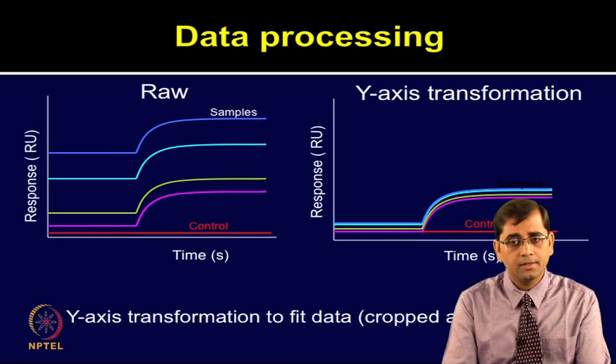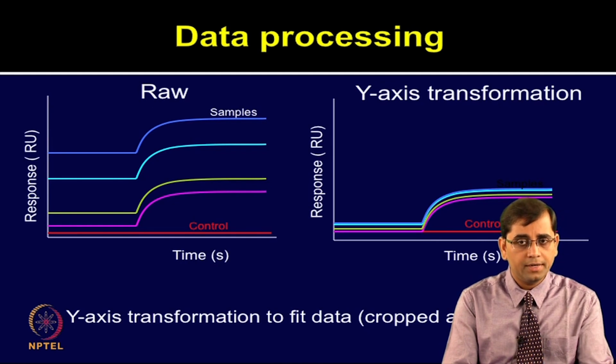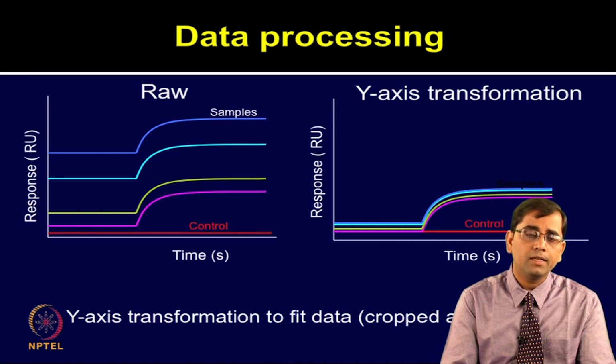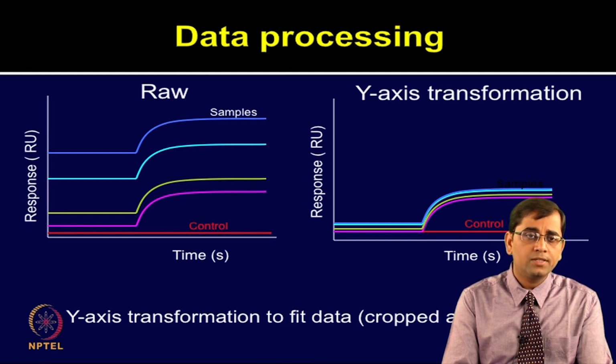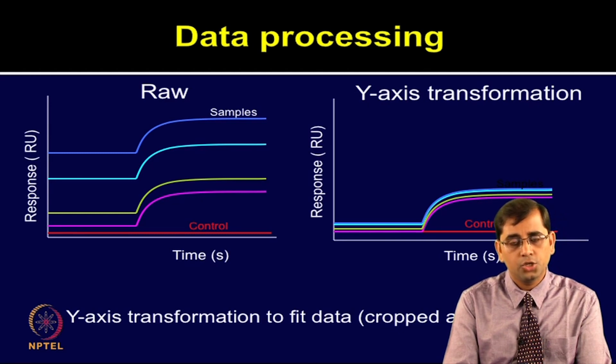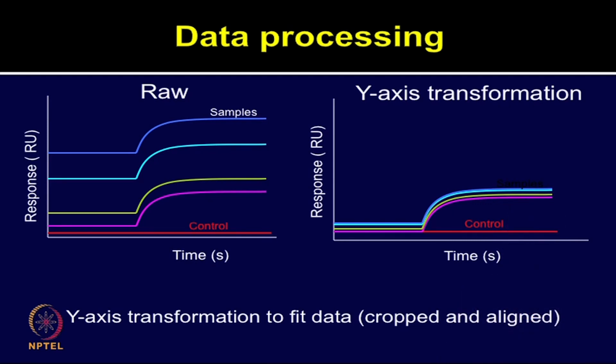In this slide here, the left hand side image shows a raw graph generated as such, whereas the y axis represents response unit RU and x axis represents the time scale in seconds. Now, y axis transformation as represented in the right hand side image shows that all the spots which earlier showed sensorgrams originating from different data points are now aligned to the same baseline.